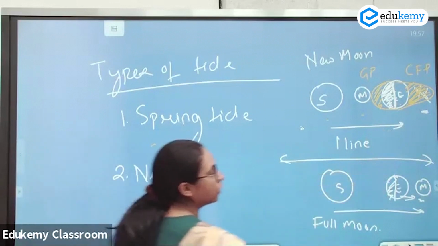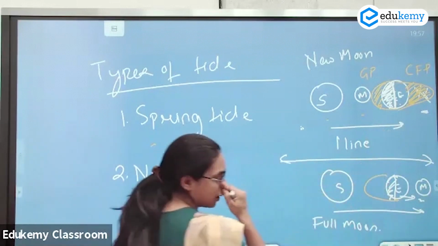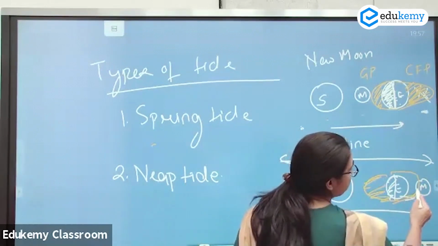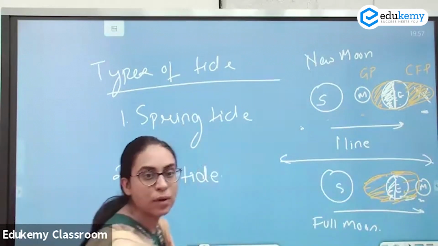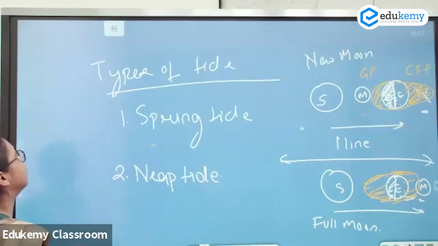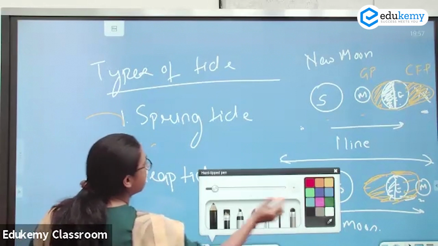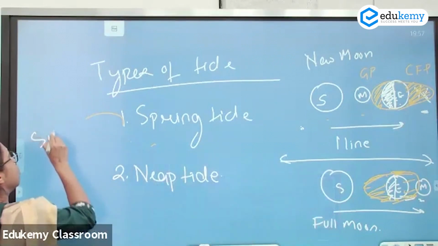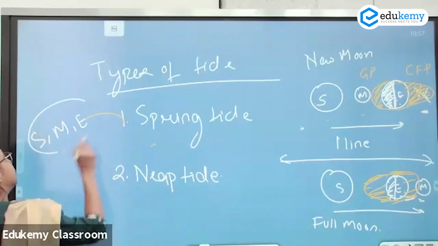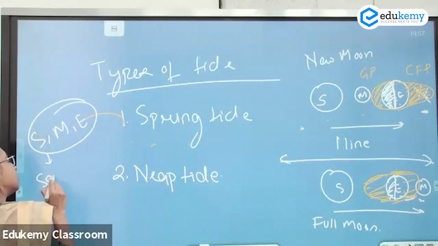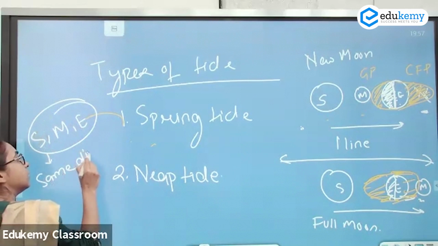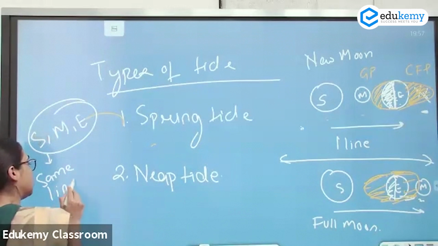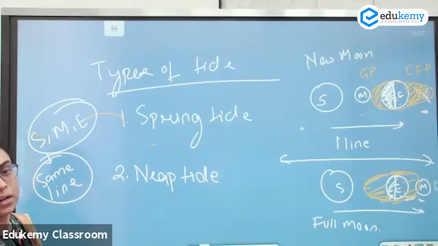Here also on the earth, there will be strong gravitational pull, there will be strong centrifugal pull, and you will get the spring tide. So spring tide happens when the sun, moon and the earth are in the same direction. They are in the same line. When they are oriented in the same line, you will get the spring tide.